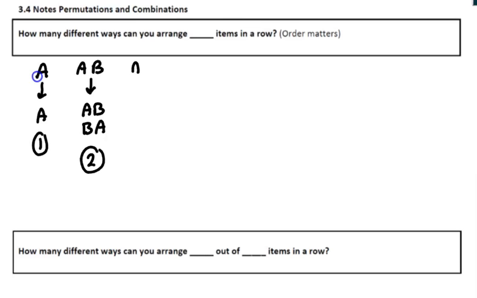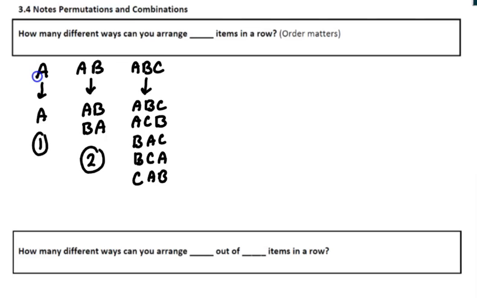How many different ways can I put A, B, and C in distinguishable orders? Well, it's not 3, because I could do A, B, C, or I could switch the B and C and have A, C, B. Or I could start with B and have B, A, C, or B, C, A. Or I could start with C and have C, A, B, or C, B, A. So there are actually 6 different ways to put A, B, C in distinct orders.